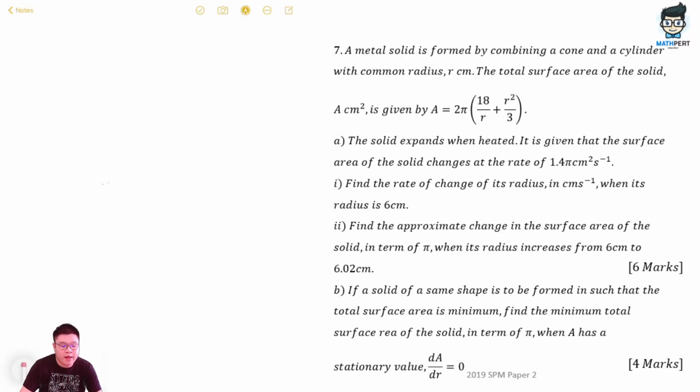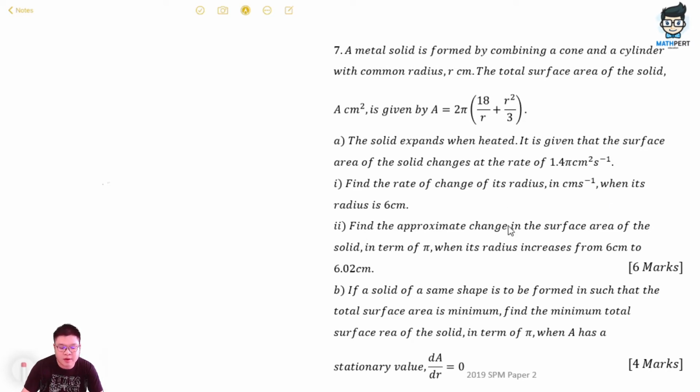Okay, let's take a look at SPM year 2019, paper 2, question number 7. A metal solid is formed by combining a cone and a cylinder with a radius r cm. The total surface area of the solid, A cm², is given by this formula. The solid expands when heated. It is given that the surface area of the solid changes at the rate of 1.4π cm² per second. Find the rate of change of the radius in cm per second when its radius is 6 cm.